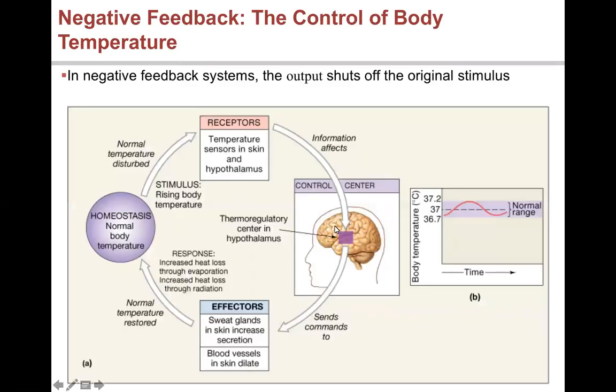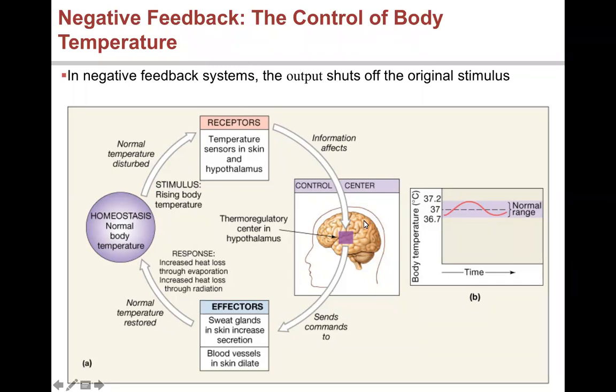So, the negative feedback loop. If you look at this picture, you'll understand. This is the homeostasis, normal body temperature. And whenever the normal body temperature is disturbed, for example, if you go to the beach and the temperature is 100 degrees, and the body temperature is increasing, the receptors will know that there is an increase in the body temperature, which will take the information to the brain.